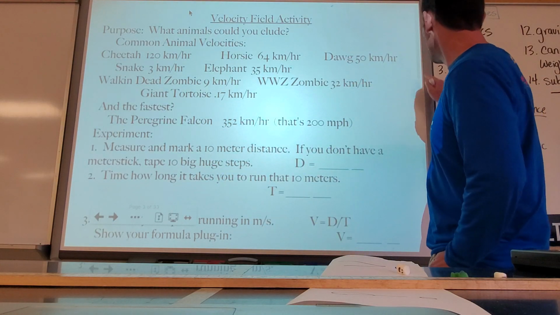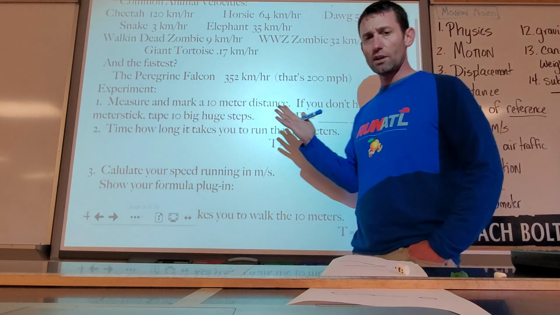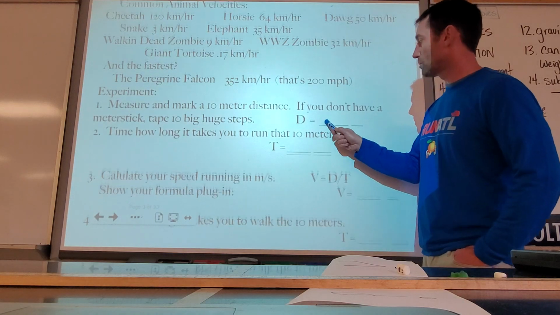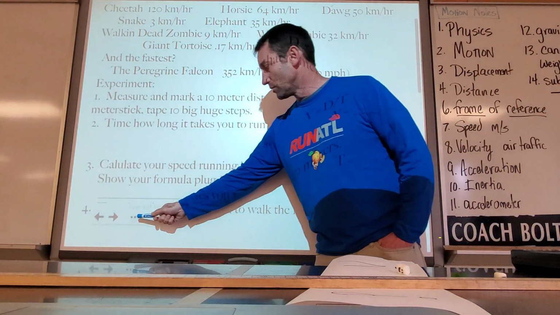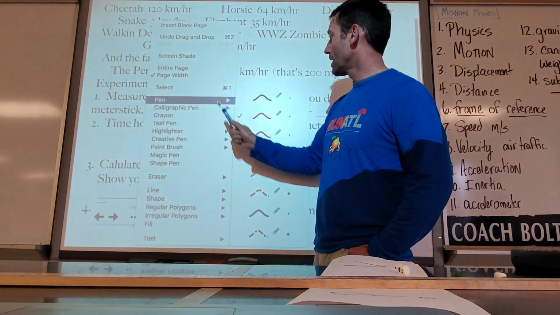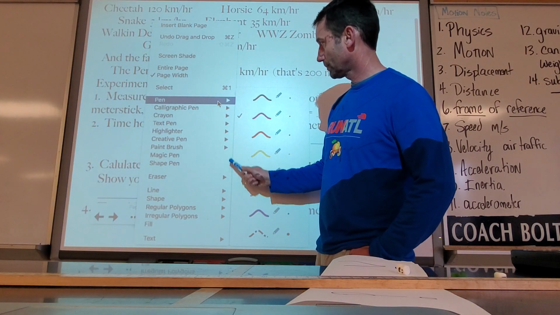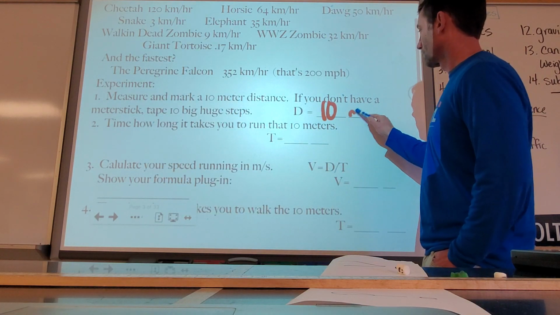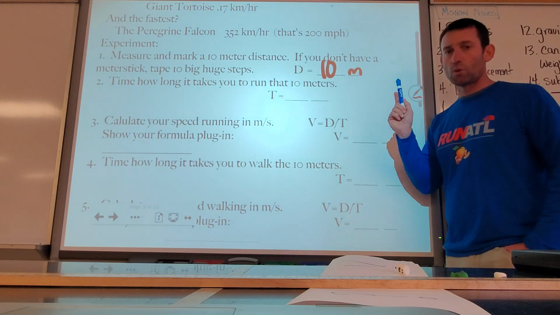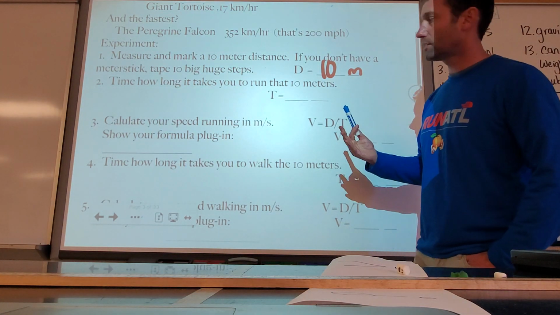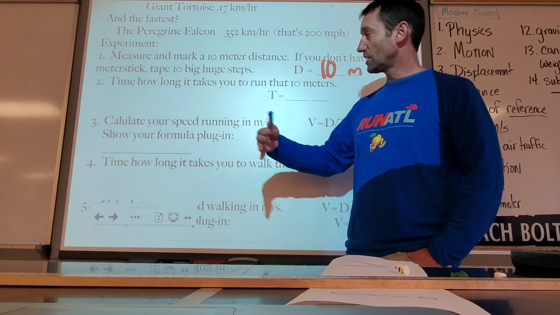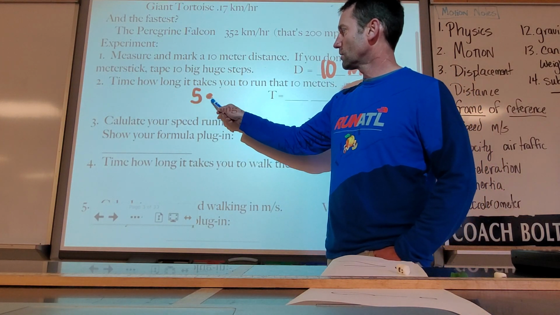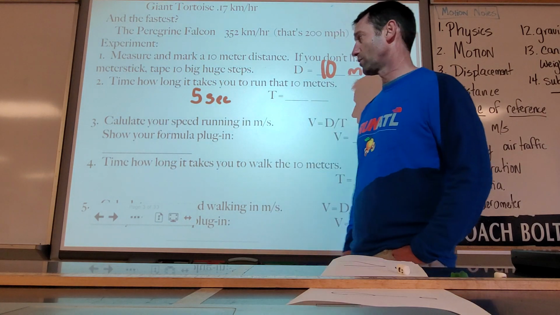First, mark a 10-meter distance. If you don't have a meter stick, you probably don't, no problem, take 10 big steps. So your distance should be 10 meters. I'm going to plug in some data from me, and you go ahead and do your own, of course. First blank is for your number, the second blank is for your unit. Let's say that I was able to run these 10 meters or 10 big steps in 5 seconds. Pretty slow. Hopefully you'll be much faster.